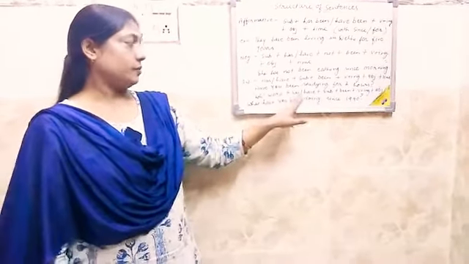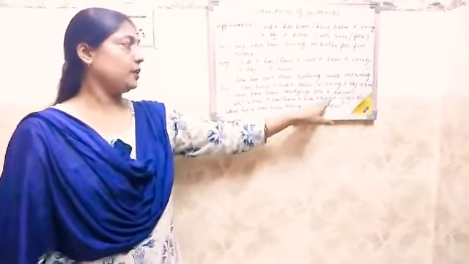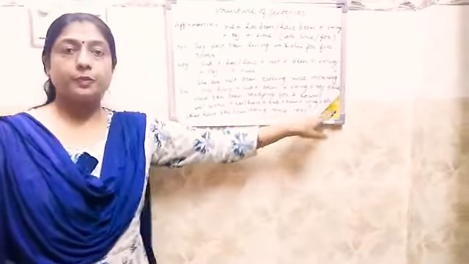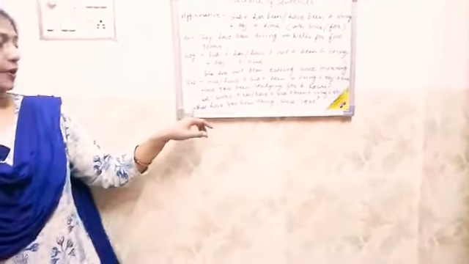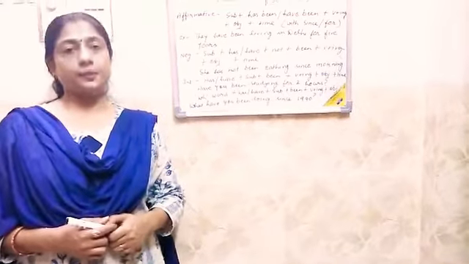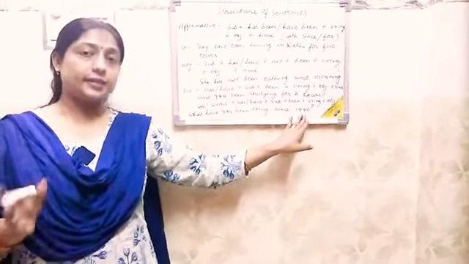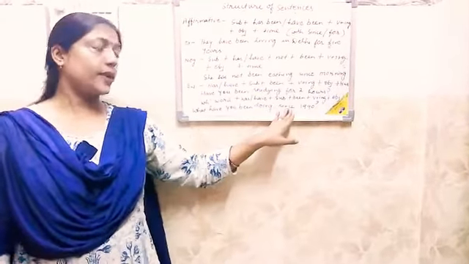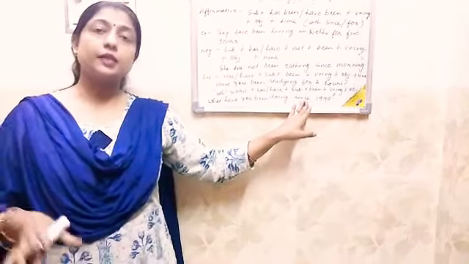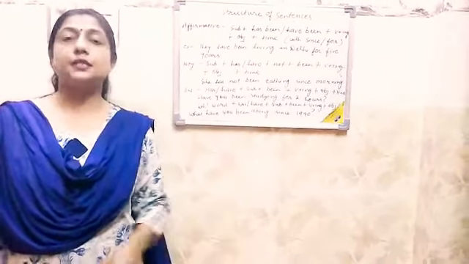WH words: WH word plus has or have plus subject plus been plus ing form of verb plus object. For example, what have you been doing since 1990? So the years are also considered the exact time. That is why since is used. With the years we use since. So this is with the present tense.